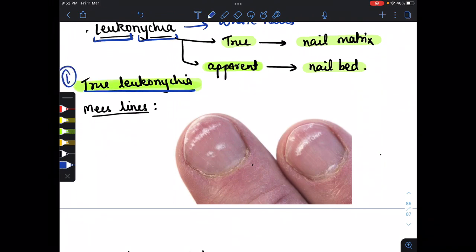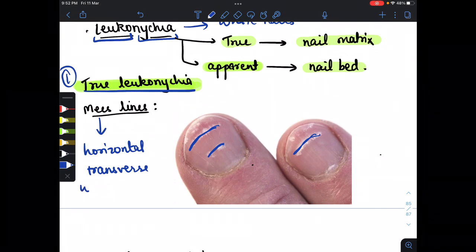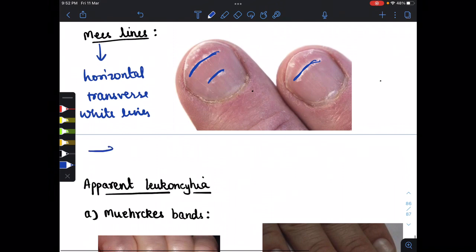So first we will learn about true leukonychia. In true leukonychia we see Mees' lines, as it is a nail matrix problem. Mees' lines are horizontal transverse white lines, and they are seen in chronic arsenic poisoning. Please remember that it is seen in chronic arsenic poisoning.